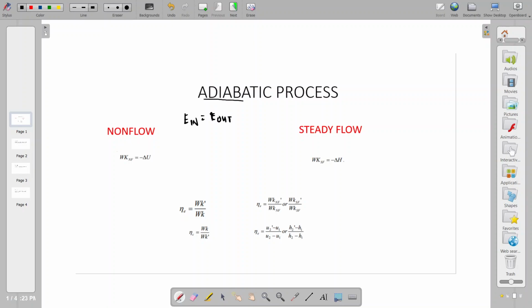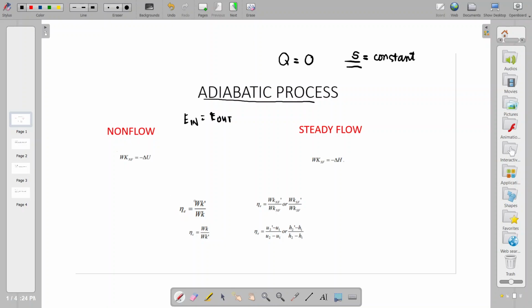Pag sinabi nating adiabatic process, guys ha, wala tayong Q. This is equivalent to 0. Okay, so that is the difference from the other. At ang entropy ay constant kasi this is isentropic process. Constant ang S natin. Okay?